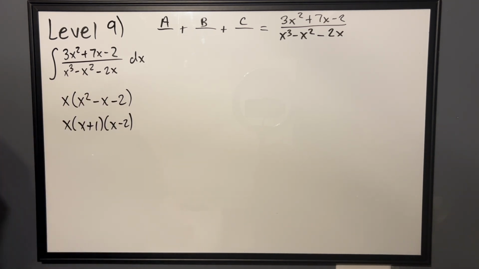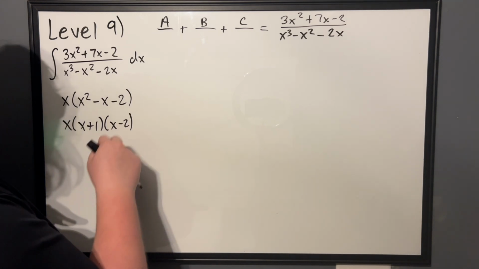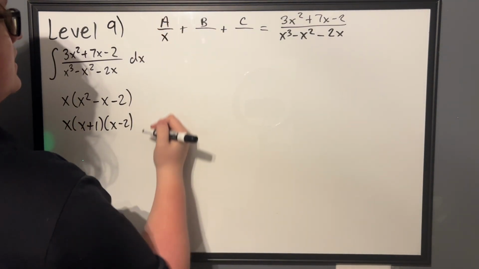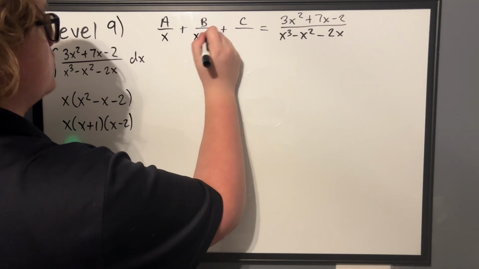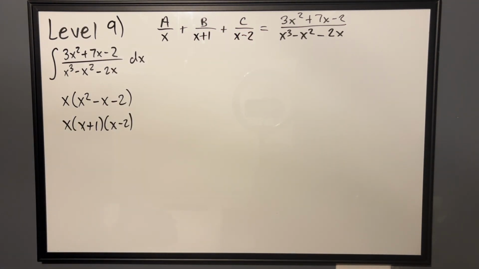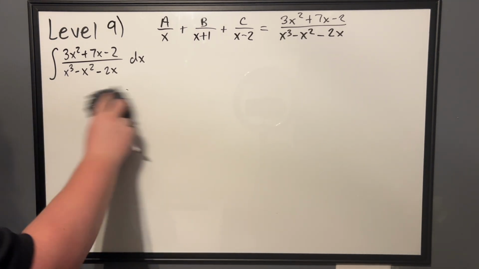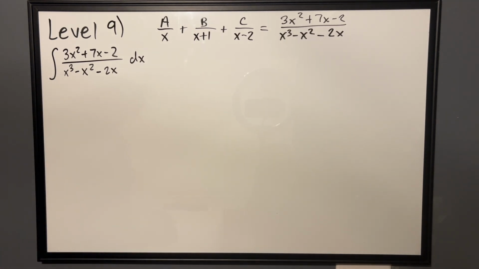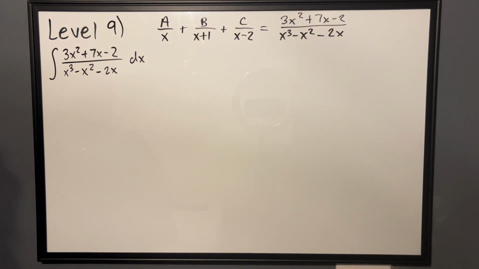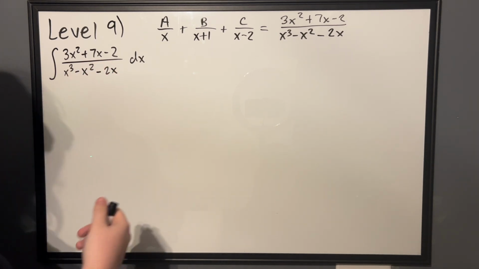So what we're going to do is take these factors, and they're going to go in the denominators of these fractions. So we'll have A over x plus B over x plus 1 plus C over x minus 2. This is our partial fraction. Now we want to figure out what A, B, and C are so that when we add these fractions, we end up with this entire fraction. That way, we'll be able to rewrite this in a form that we can integrate.